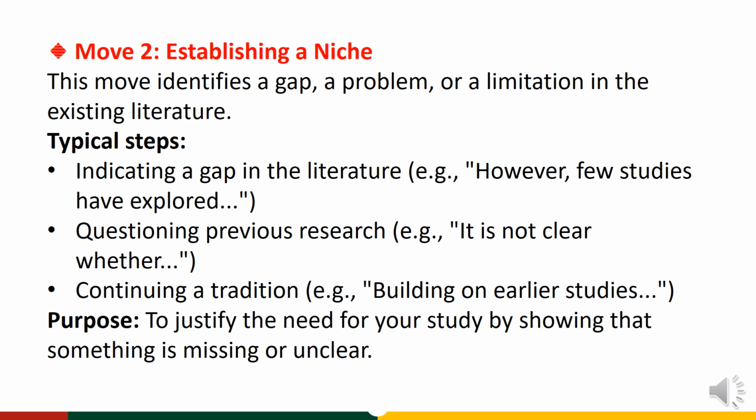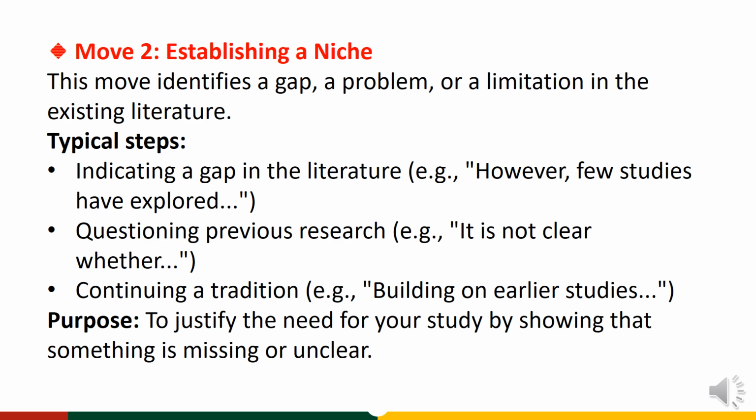Let's turn to move 2, which is called establishing a niche. This move identifies a gap, a problem, or a limitation in the existing literature. The typical steps is like the first is indicating a gap in the literature. For examples, however, few studies have explored blah blah blah blah. Or you can also question previous research, like it is not clear whether blah blah blah blah blah. Or you can even continue a tradition. For example, building on earlier studies, blah, blah, blah, blah.